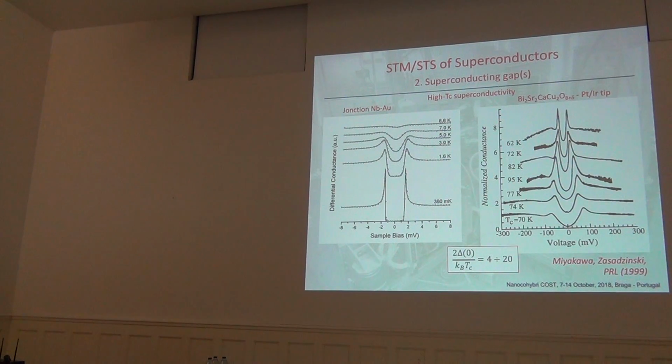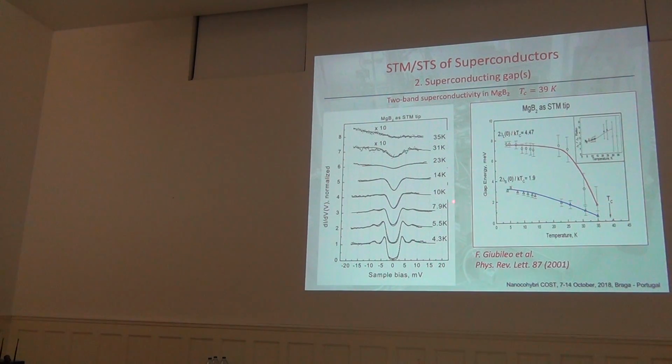Another example, so this was a case of one of the most prominent cases of two-band superconductivity, in which in the materials there are two important bands that cross the Fermi level, and you have a gap opening in each band.